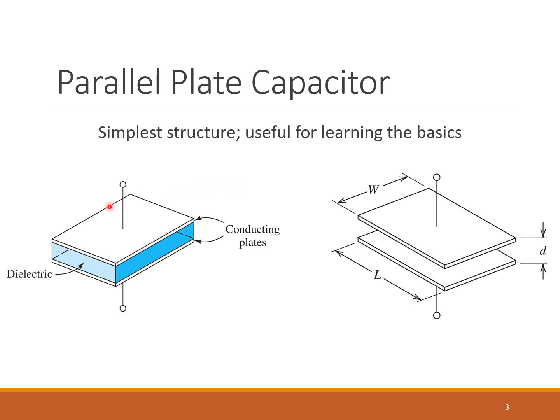As we can see on the left over here, we have these two parallel conducting plates, which in the drawing are shown as being white. Sandwiched in between these two conducting plates is a dielectric layer, which in this figure is shown in blue. This dielectric layer is an insulator that is not going to allow current to flow through it.